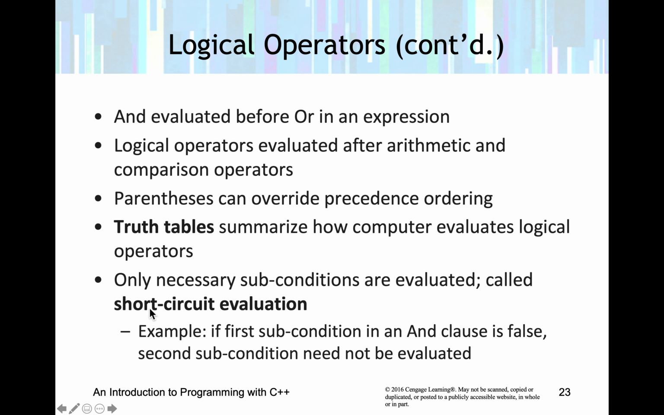And only necessary subconditions are evaluated. So this is called short circuit evaluation. Short circuit evaluation is used with an or, let's say an or statement. If you have an or statement and the first part is true, then you don't need to look at the second part, because with an or, only one side has to be true. And with an and, if the first part is false, you don't have to look at the second part, because in an and, if one of the sides is false, then everything is false. So that's short circuiting, and it makes processing faster. It just does it automatically.